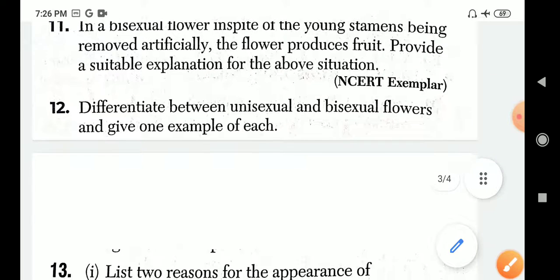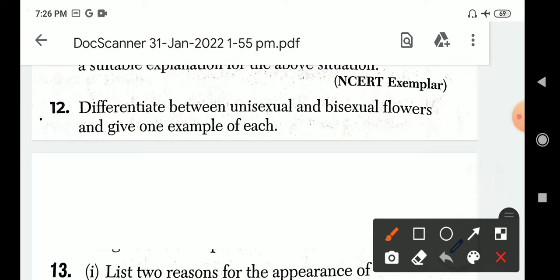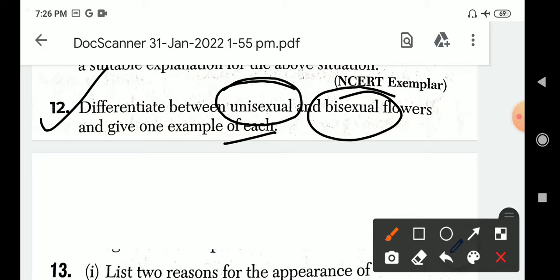Okay, now next question. I hope you got it. Now next is: differentiate between unisexual and bisexual flowers and give one example of each. Okay, as we have already discussed in the previous question, a flower which has only one sex, either male or female, it means either it will have anthers or only the ovary part, the pistil, right? So such a type of flower is called unisexual, and one which has both parts is called a bisexual flower.